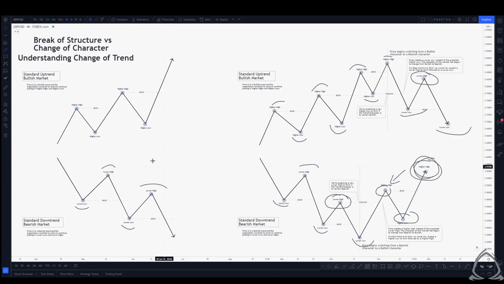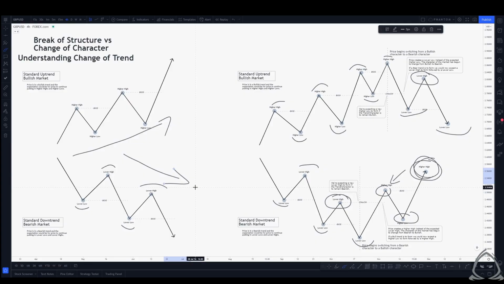And one thing to finally mention is break of structure versus change of character. At the end of the day, they are one and the same. The only difference that makes a change of character different from a break of structure is that the change of character changes the trend. The break of structure is just simply a break of structure and can apply both ways. But generally speaking, if we're looking at break of structure, we have said that price is respecting the trend and it's doing what we expect.